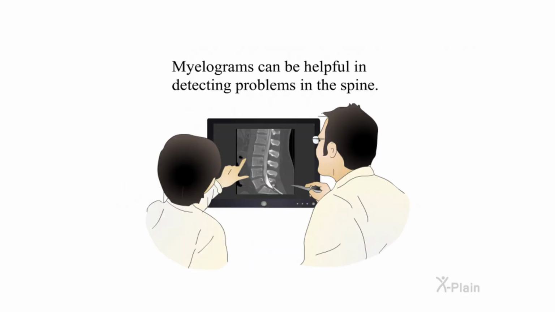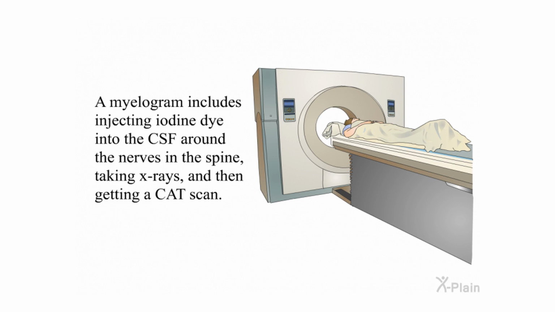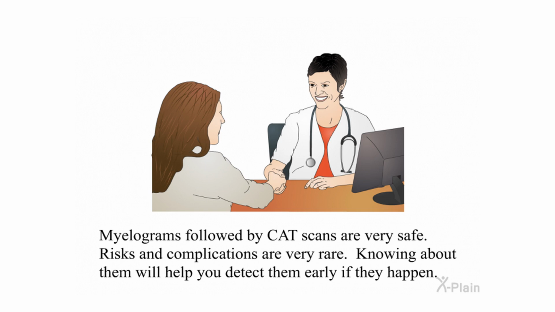Summary. Myelograms can be helpful in detecting problems in the spine. A myelogram includes injecting iodine dye into the CSF around the nerves in the spine, taking X-rays, and then getting a CAT scan. Myelograms followed by CAT scans are very safe. Risks and complications are very rare. Knowing about them will help you detect them early if they happen.